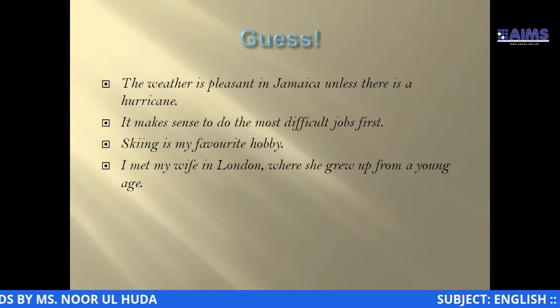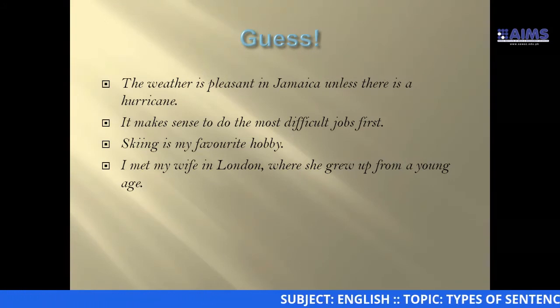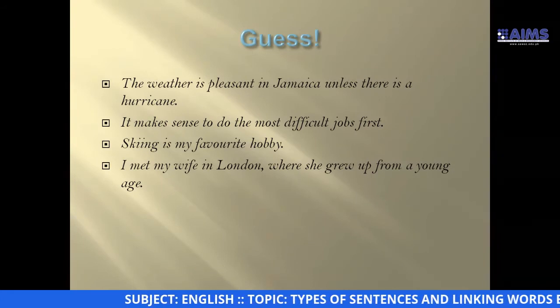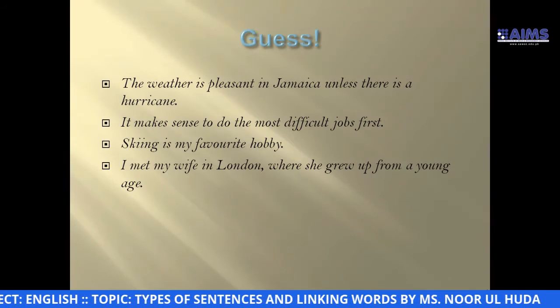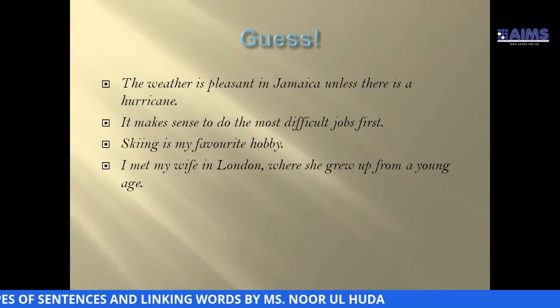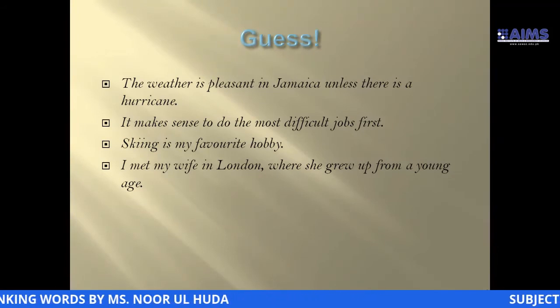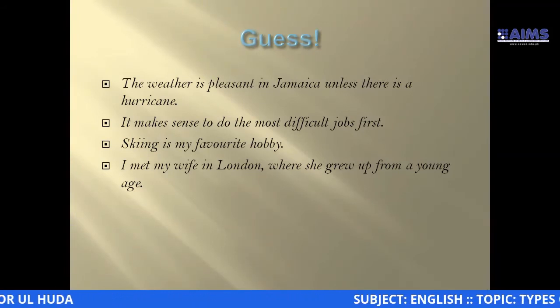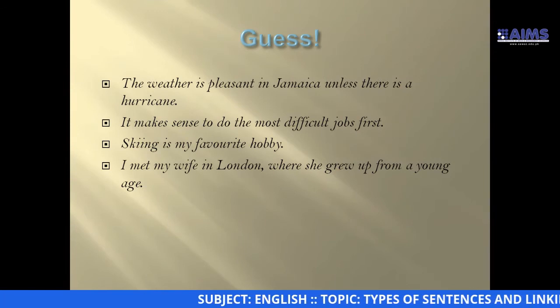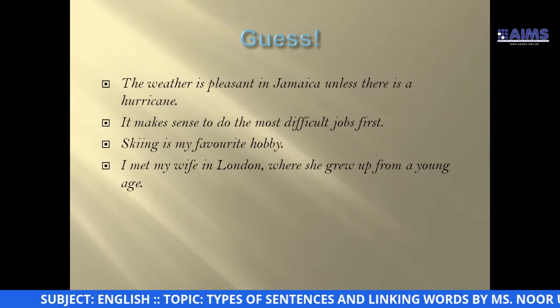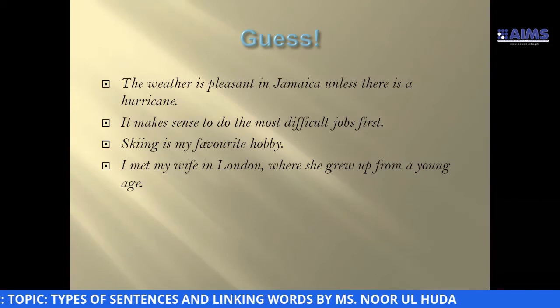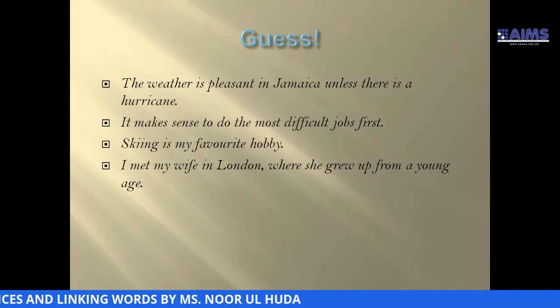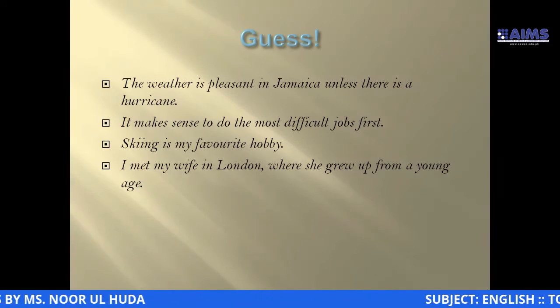Let's suppose the sentence is like, I met my wife in London and she grew up here from a young age. Then it would be a compound sentence because two main clauses, which means two independent clauses, are there. But here, by adding where, we have made the independent clause a dependent one.